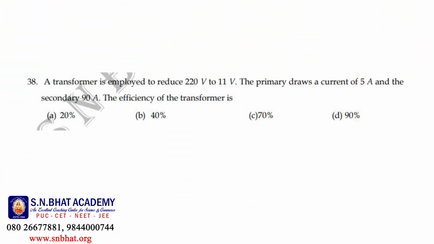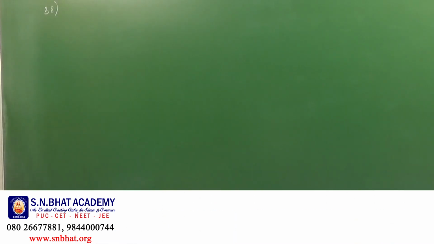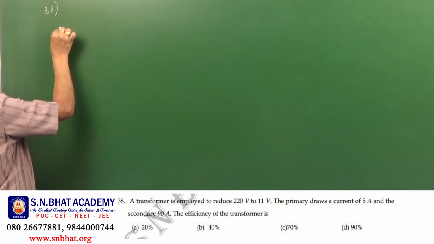Question number 38. Study the question carefully. A transformer is employed to reduce 220 volt to 11 volt. It's a step down transformer. The primary draws a current of 5 amps and the secondary 90 amps. The efficiency of the transformer is, remember, here it is a step down transformer.